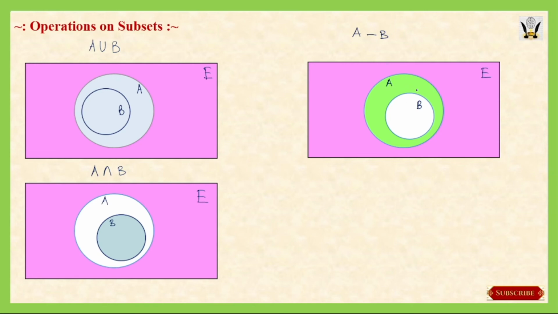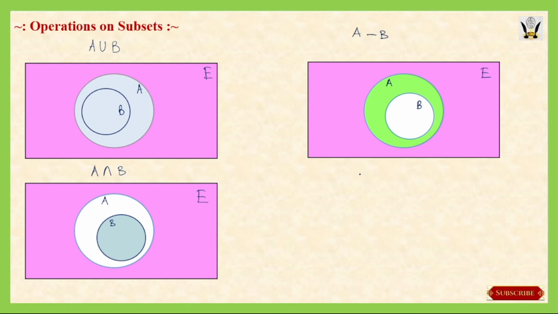So this area shaded in green, whatever elements we have under that area, we will consider only those elements, because here the elements of subset B are also part of A, but we will not consider those elements. So we will not consider this subset B or this circle, only this green shaded area we will be considering, and that will be the result of this difference operation.